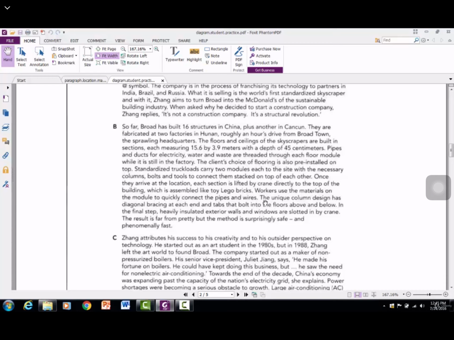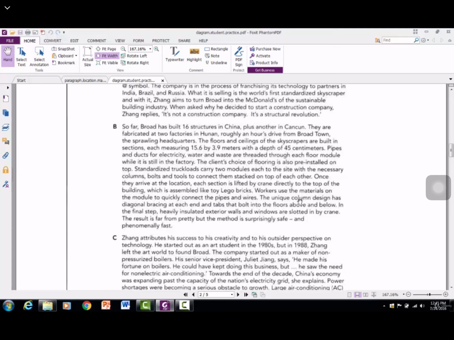It starts with the unique column, right? The unique column design has diagonal bracing at each end and tabs that bolt it to the floors above and below. The unique column design has diagonal bracing at each end. The answer is column, right? The column has diagonal bracing at each end. At each end is a synonym for top and bottom, okay? So what's at each end? A column. So the answer is column.